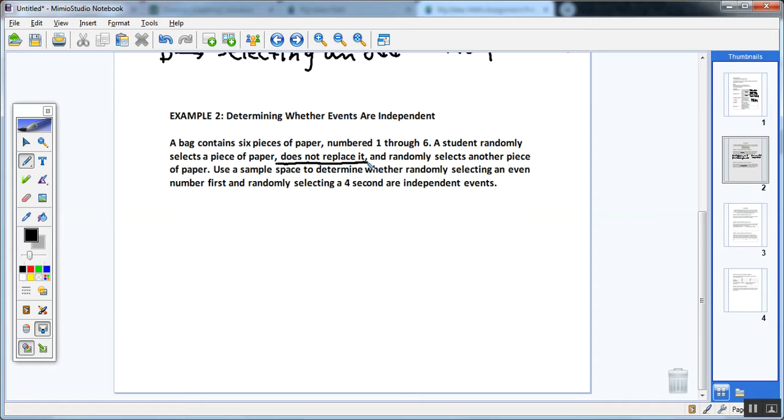What's probability A? What's the event A, kids? Okay, you're going to select a what? An even number here, right? Okay, that even number could be a what? Could be a 4, right? Okay, and then the event B is going to be drawing a 4.